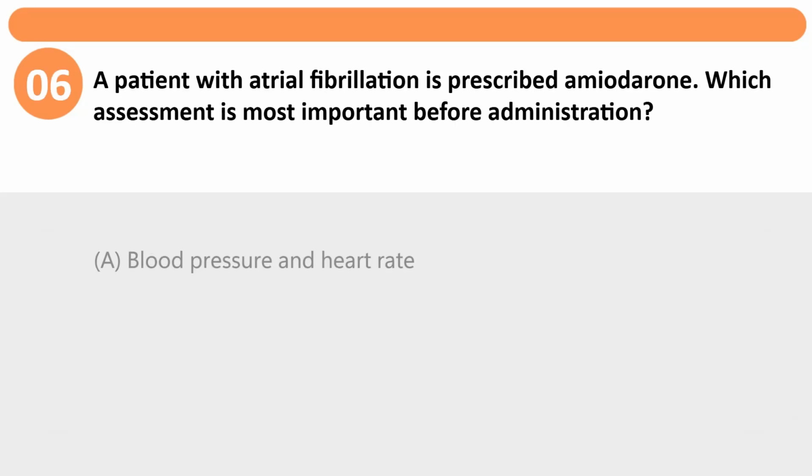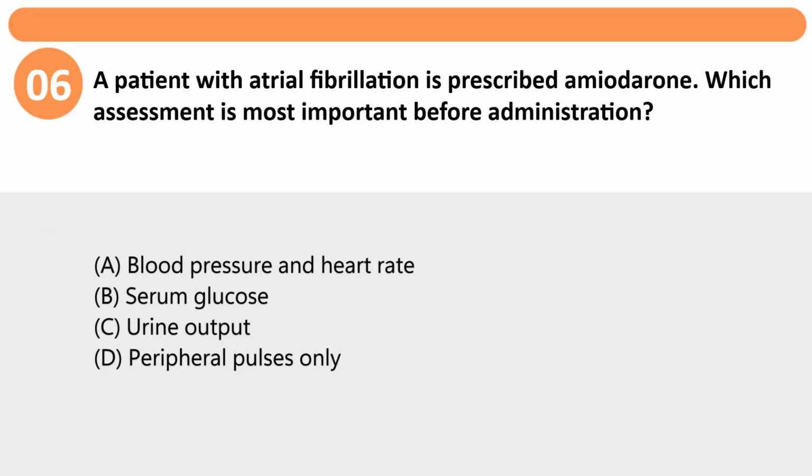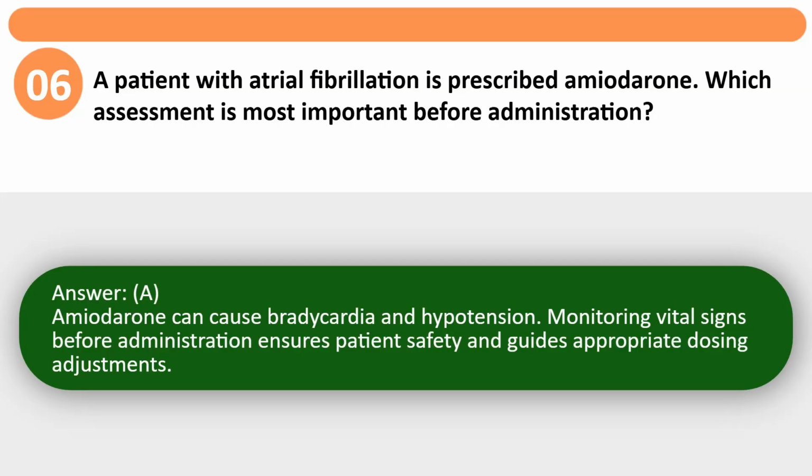A patient with atrial fibrillation is prescribed amiodarone. Which assessment is most important before administration? A. Blood pressure and heart rate. B. Serum glucose. C. Urine output. D. Peripheral pulses only. Answer, A. Amiodarone can cause bradycardia and hypotension. Monitoring vital signs before administration ensures patient safety and guides appropriate dosing adjustments.